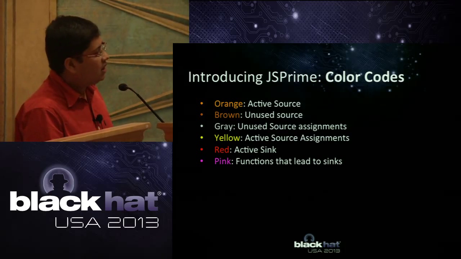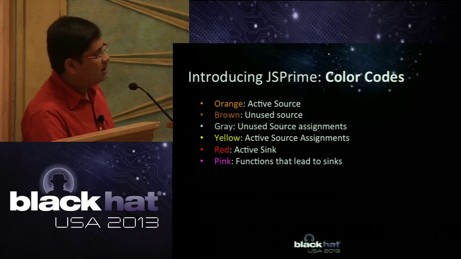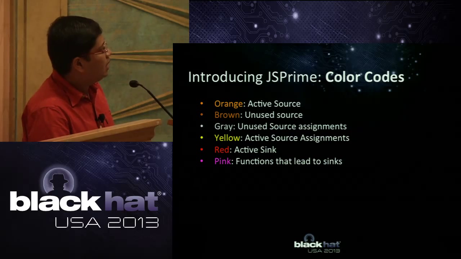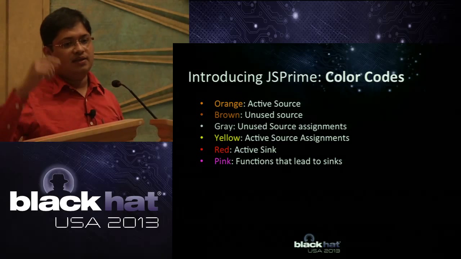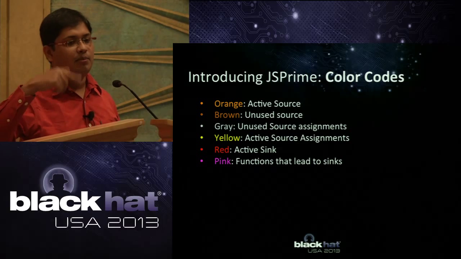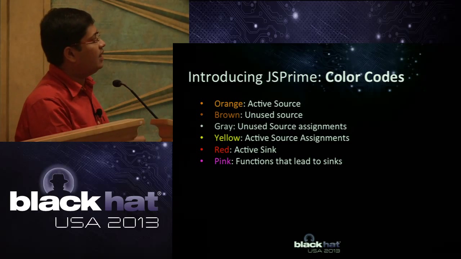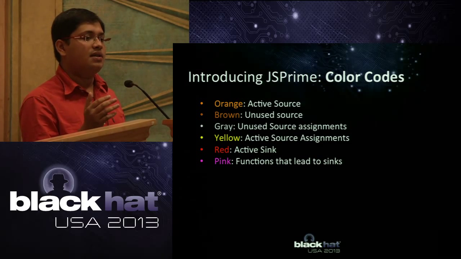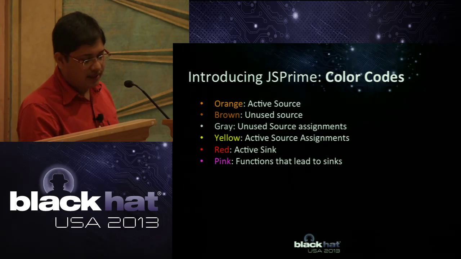Okay, so these are some of the color codes that we are using in the report. I'll give you a demo so this will make more sense then. But just as a heads up, the orange color is an active source. If we figure out that a source is reaching a sink, and it is making up a pair for creating an XSS or, say, code execution, we mark that source line in orange. If it is a source but it is unused, I mean it could not reach a sink, we color it brown.